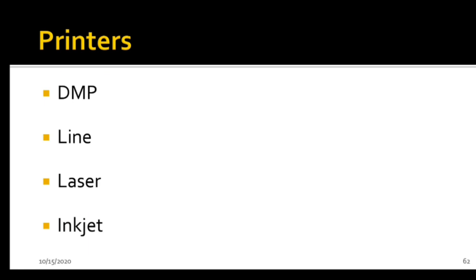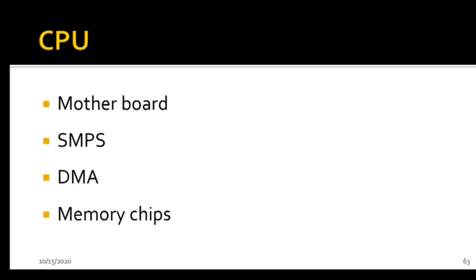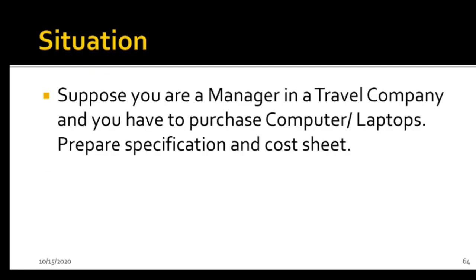Now let us come to printers. Printers are DMP, that is dot matrix printers, line printers, laser printers, and inkjet printers. Inside the CPU you will find the motherboard, SMPS, that is switch mode power supply, then DMA chips, direct memory access chips, and other memory chips.